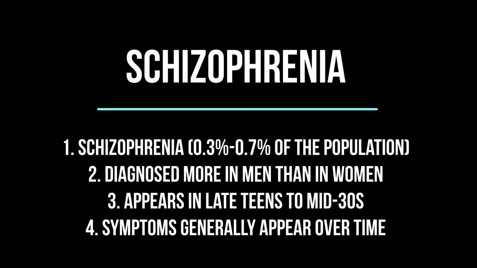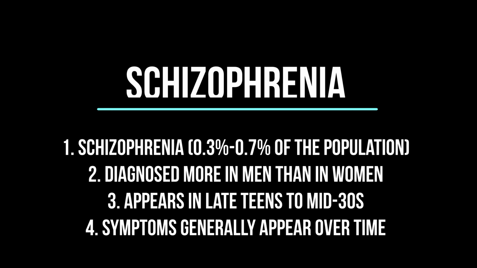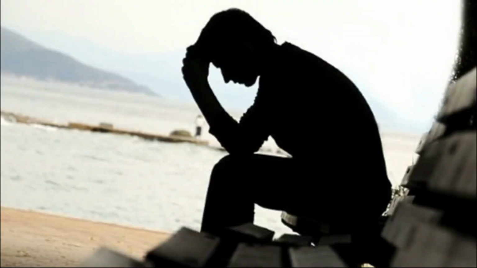And I know that we've talked about this before, but men are diagnosed with schizophrenia more often than women are. The disorder tends to appear usually in the late teenage years to the mid-30s. Most individuals diagnosed with schizophrenia notice symptoms that appear over a period of time. Symptoms can come on very quickly, but that tends to be the exception more than the rule. Half of the people that are diagnosed with schizophrenia also have depressive symptoms.